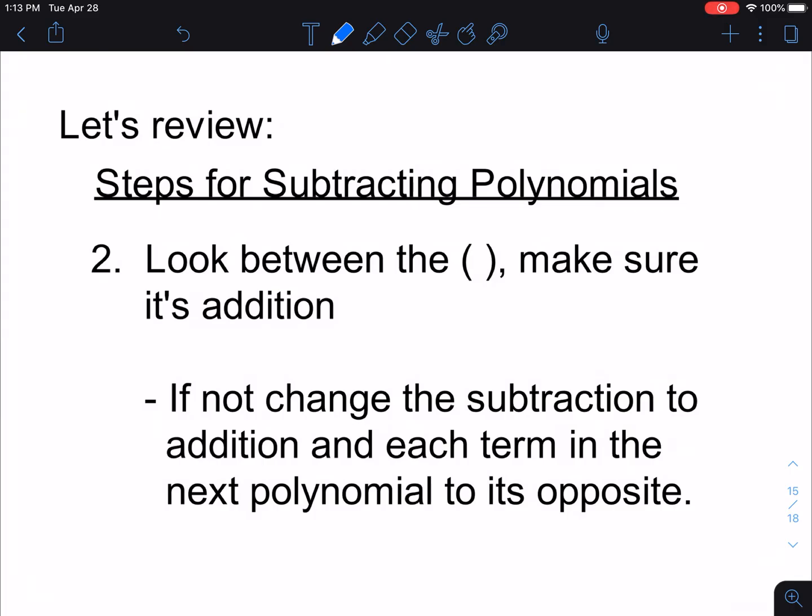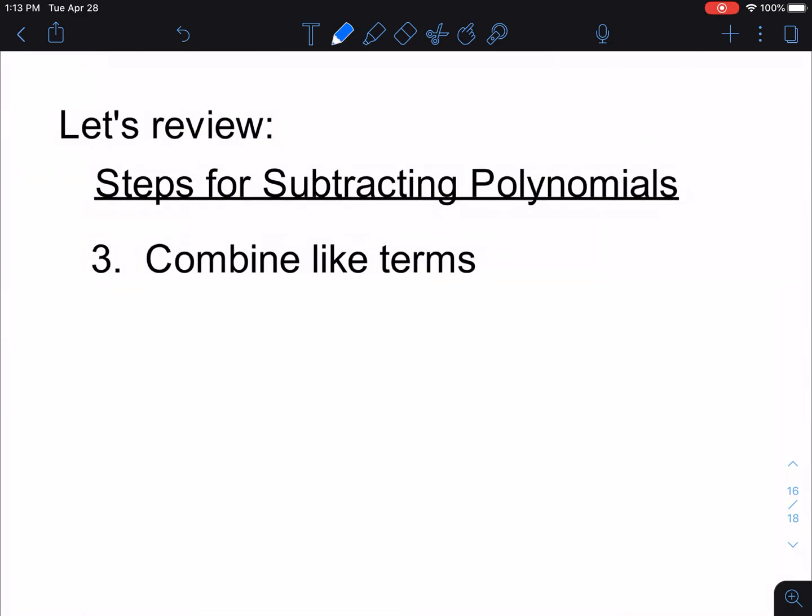The next step, look between the parentheses. Make sure it's addition. If it's not, change the subtraction to addition and change each term in the next set of parentheses to its opposite. You have to distribute out that negative. And then last but not least, combine like terms.